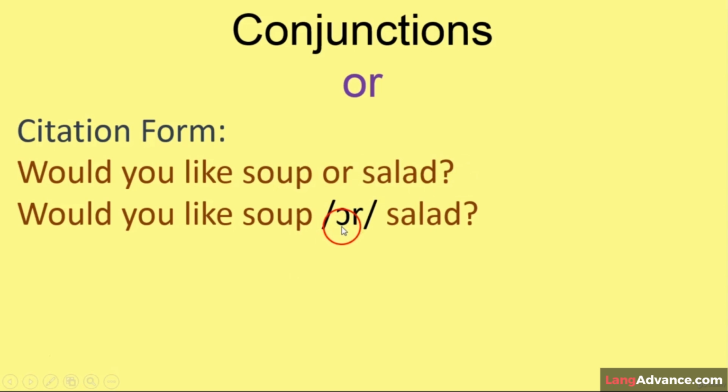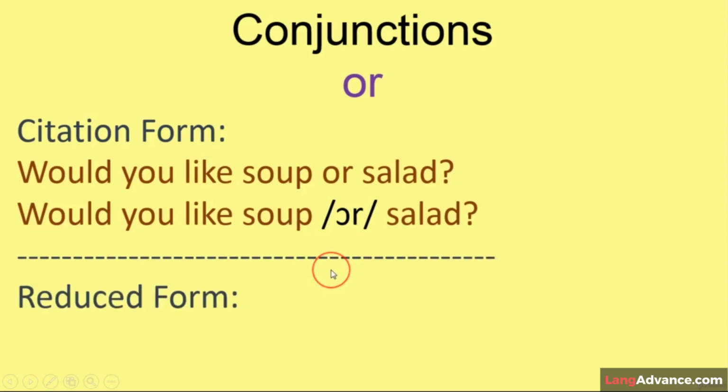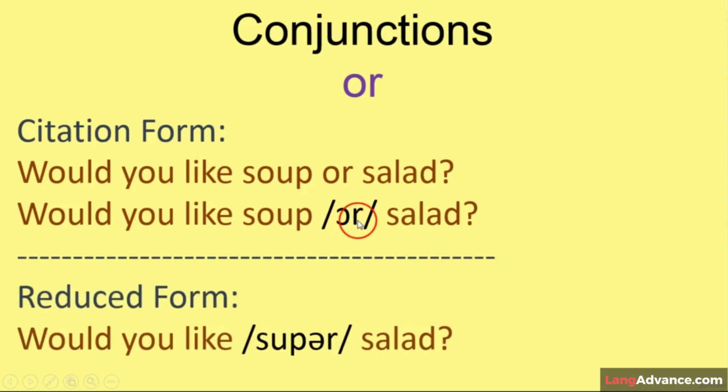In citation form, or is spelled like this. However, in reduced form, the word or is spelled with the schwa and the letter R to sound like er rather than or. And when we say it quickly with the word soup, it sounds like super. Would you like super salad? Repeat after me. Would you like super salad?